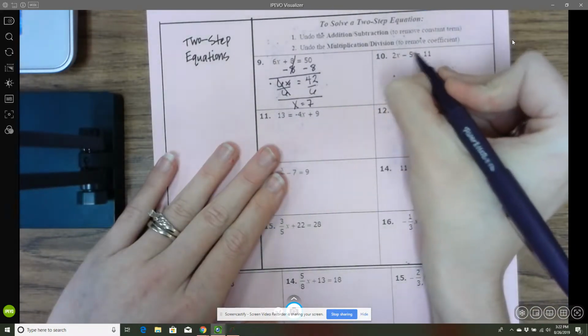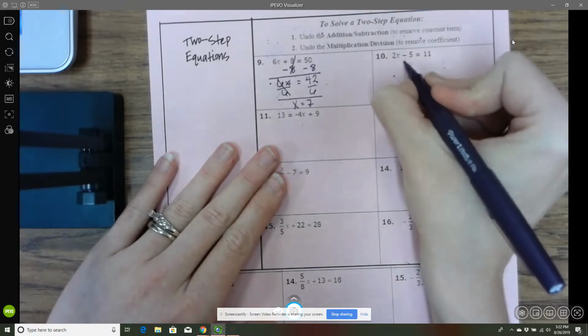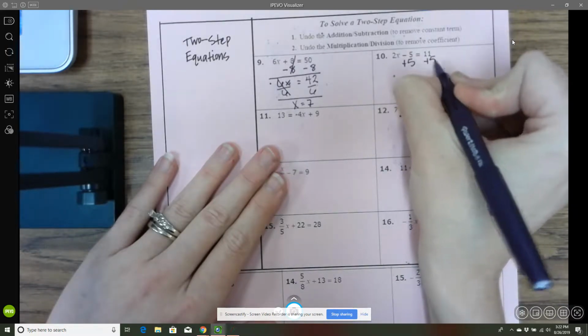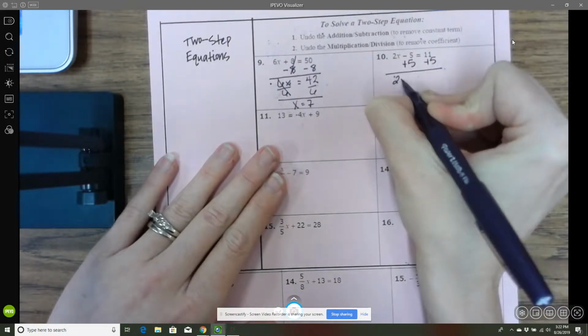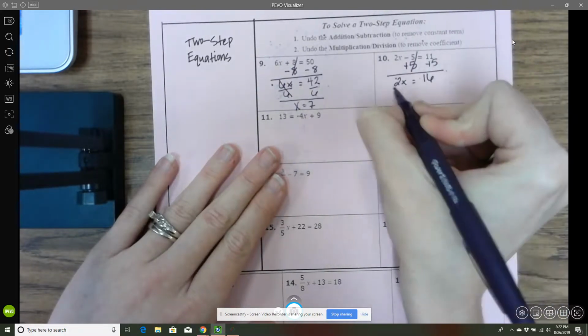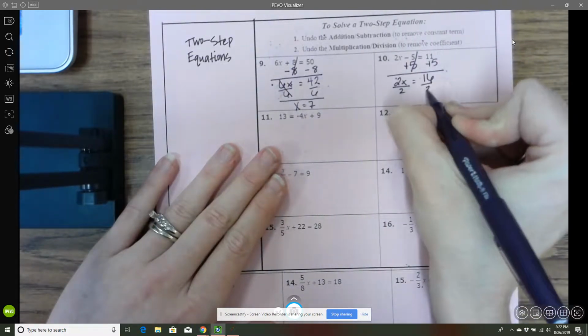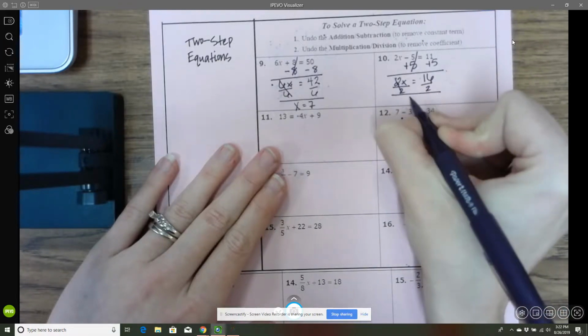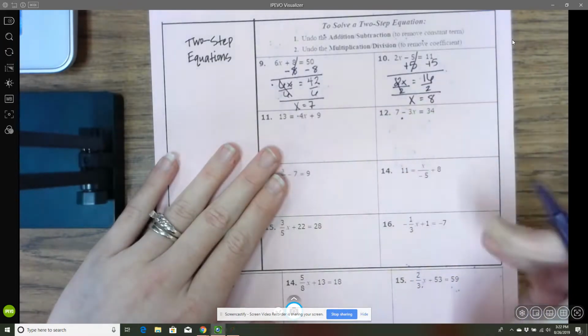All right, so here I've got -5, so the opposite of -5, I would add 5 to both sides. So 11 plus 5 is 16. Then I would divide by the 2. And so x would equal 8.